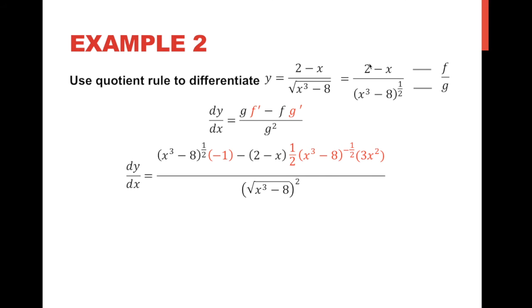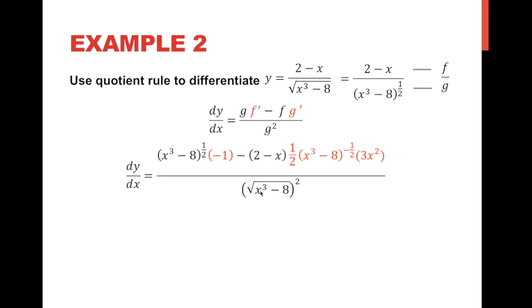The derivative of 2 minus x is negative 1, minus, this time we copy the numerator, and then we have to apply the chain rule to get our g prime, or the derivative of the denominator. Applying the chain rule, we are going to have 1 half times x cubed minus 8 to the power of negative half, then multiplied by the derivative of x cubed minus 8, and that is 3x squared.